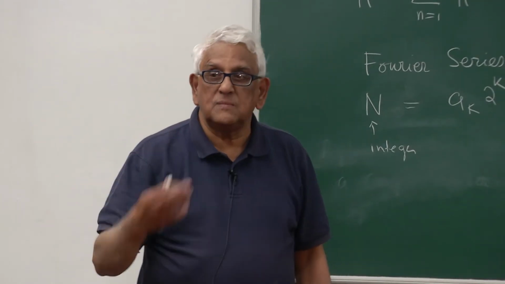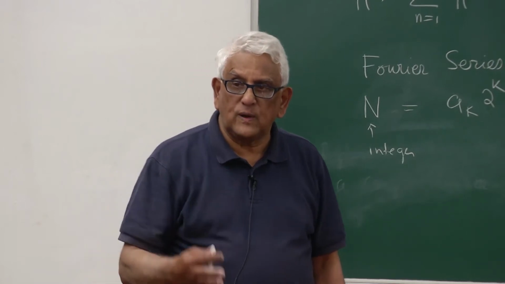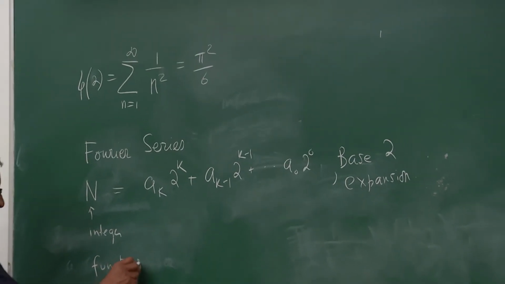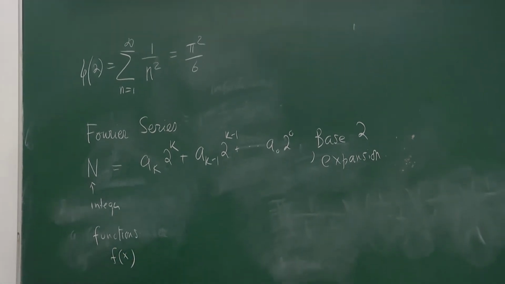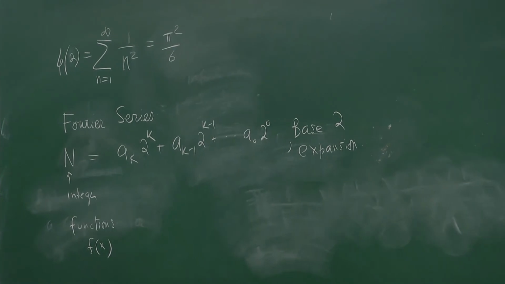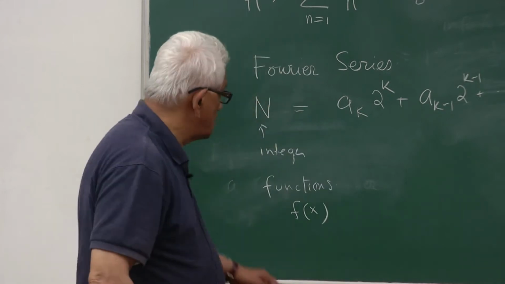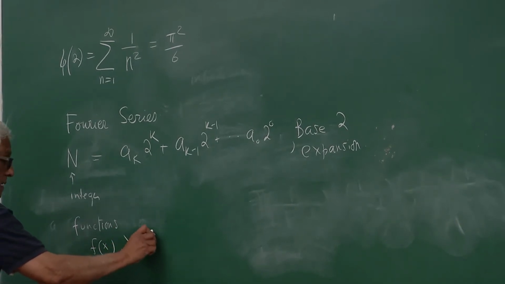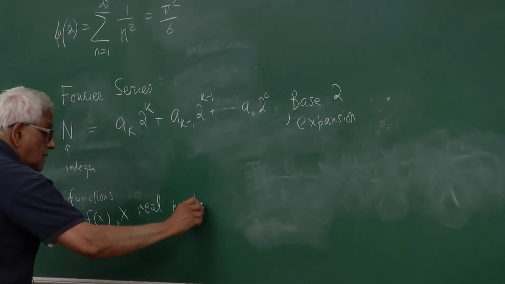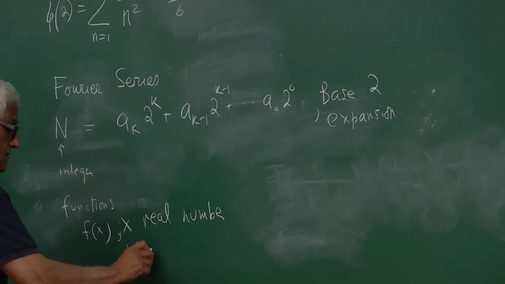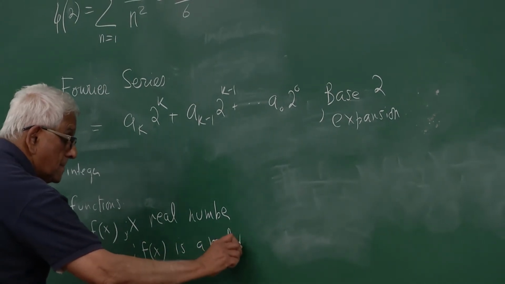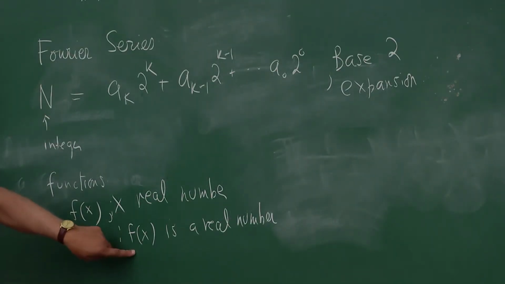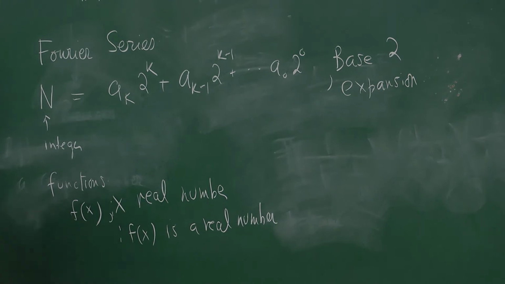For someone with great imagination, they might ask the question: if I move away from integers, if I move to functions, f of x? This time a function means I have a number which depends on another number. Each time I give you a value for x, which I take to be a real number, f of x is a real number. Now we have a function defined. For each x I give you, I get one number.